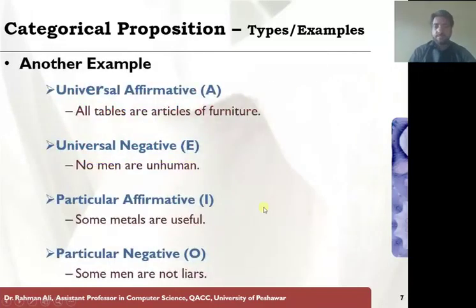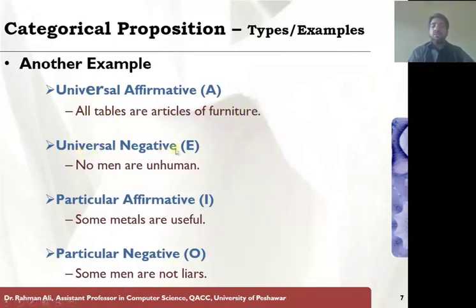What does this mean? In the last slide, we discussed that it has four types: two from the universal perspective and two from the particular perspective. From the universal perspective, universal affirmative will always be true. All tables are articles of furniture. Now furniture is a class, and that is the predicate, and table is the subject. So if you take any kind of table, it will lie in the furniture class.